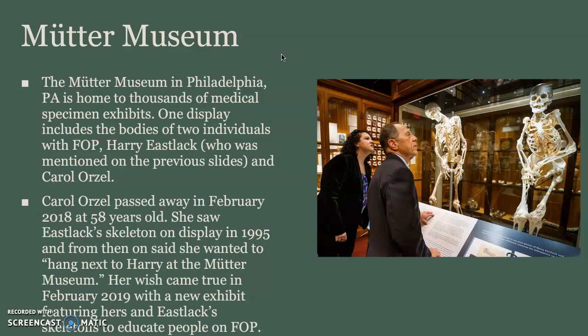She actually saw Eastlack's skeleton on display in 1995 in the museum, and from then on said how she wanted to hang next to Harry at the Mütter Museum. And her wish came true in February of 2019 with a new exhibit featuring hers and Eastlack's skeletons to educate the public on FOP. And an interesting fact is that Carol also was an avid costume jewelry collector, so they have some of her jewelry on display there as well.